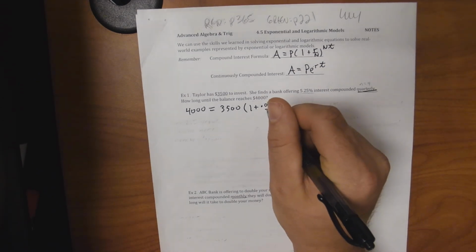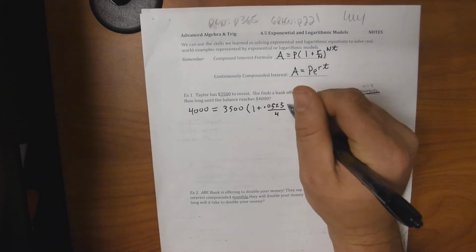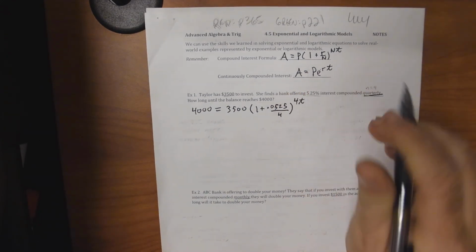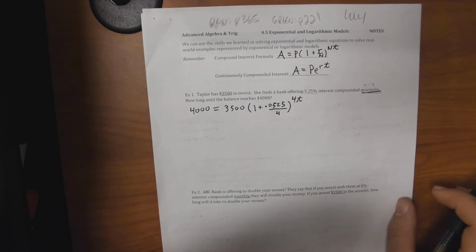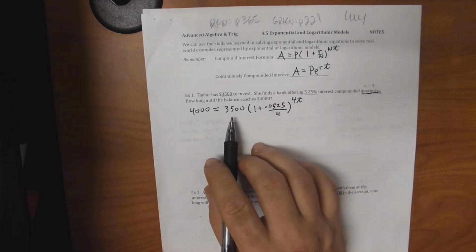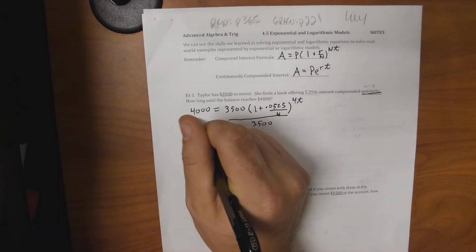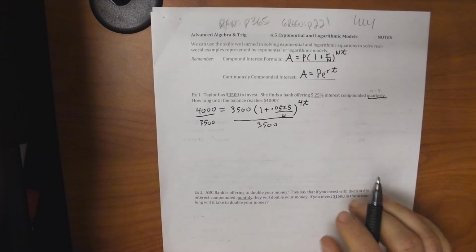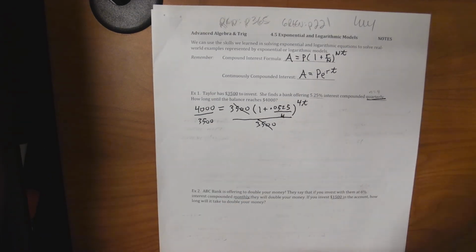And then the N stands for frequency of compounding. So quarterly means 4 times per year. And that's raised to the 4t, because we don't know how much time it is. Alright, so first things first, I want to go ahead and divide both sides by 3,500 and start isolating this exponential. Like I said, that'll cancel out the multiplication right there. So division cancels out multiplication.